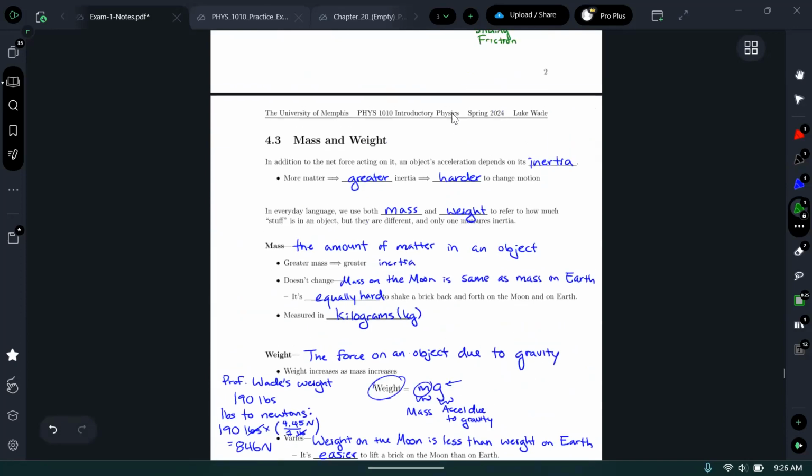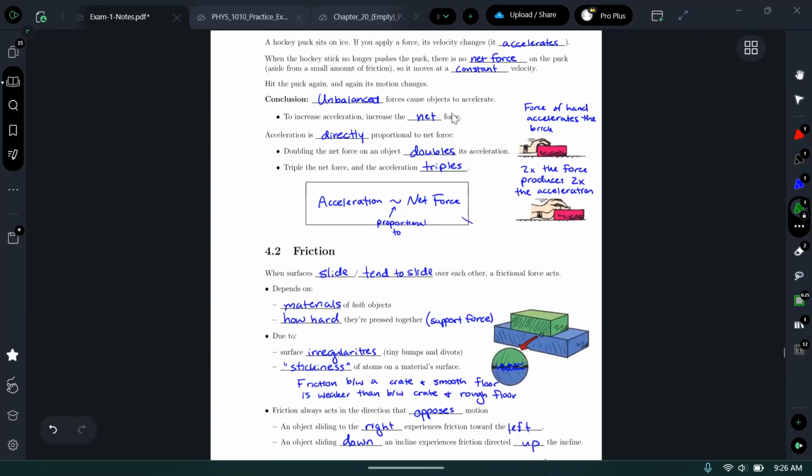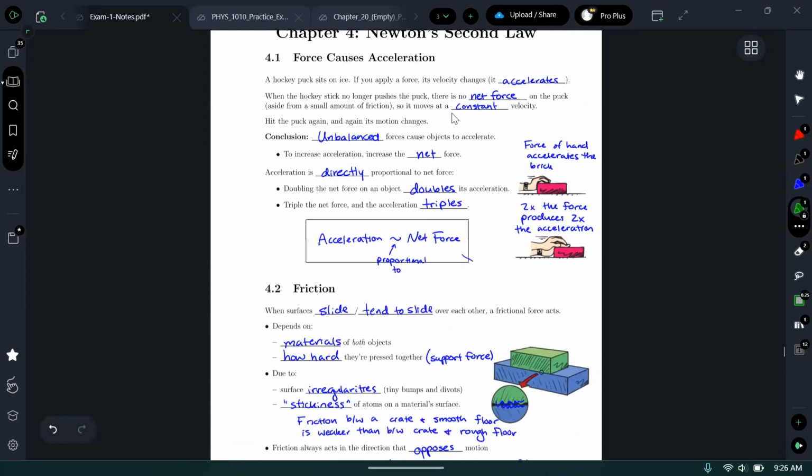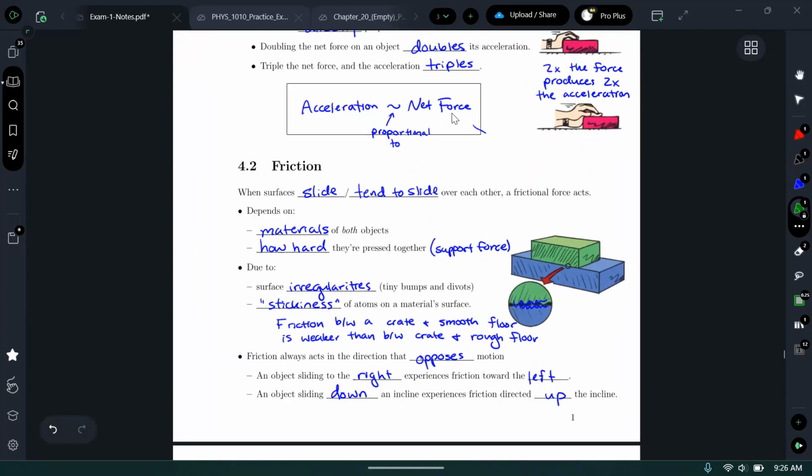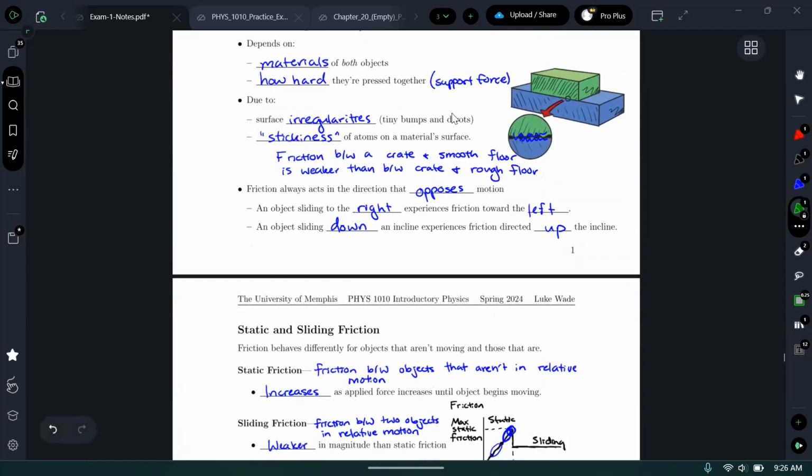Okay, now I'll come back up to friction. So friction has two types. There is static and kinetic. Static is when stuff is not sliding across other stuff just yet, but it's trying to. Kinetic is when the stuff is sliding across something else.